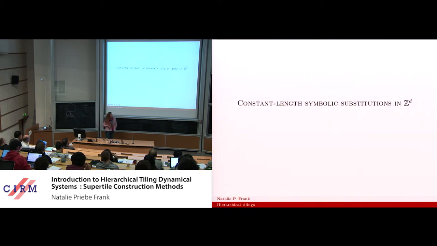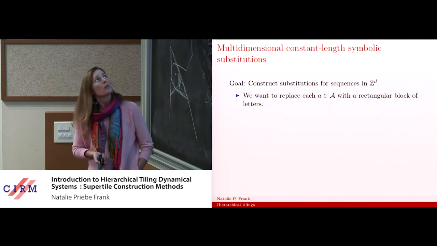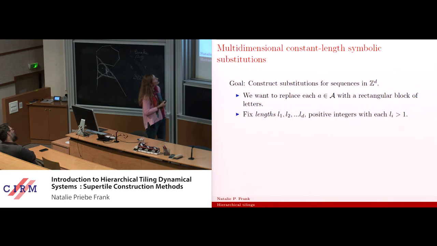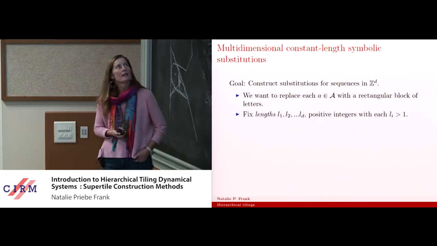Okay, so let's go in a different direction. Let's go with symbolic substitutions, but in higher dimensions. There's a little bit of geometry, but I'm going to minimize it by making the substitution constant length. So the goal is to construct some kind of substitutions in Z^d. I'm going to pick a rectangle size, or a rectangular block, and all the letters are going to be substituted by a block that size. So they'll all fit together, you can concatenate, it'll be easy. You choose lengths for all the sides. It doesn't have to be square, it can be a rectangle. And just make sure all the lengths are bigger than one so that the thing expands.